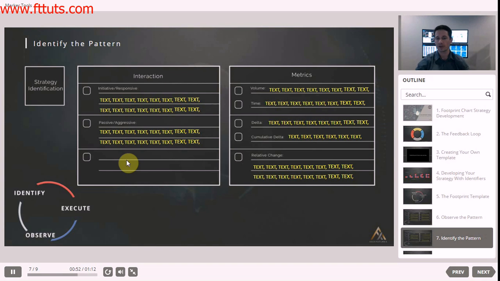Now, once you've observed this interaction and the metrics, you will learn the interaction required for the chosen strategy to work well, as well as the accompanying metrics to guide you in the decision-making process. Now, we're going to then move on to the execution part of the template in the next slide.